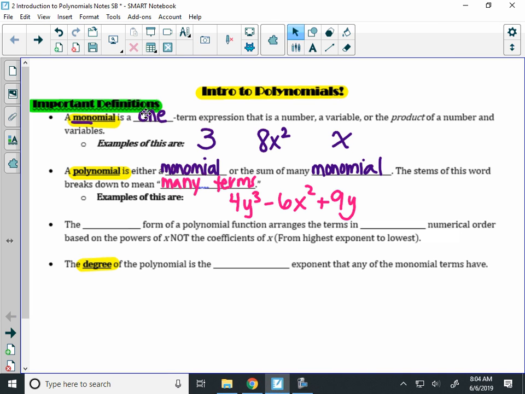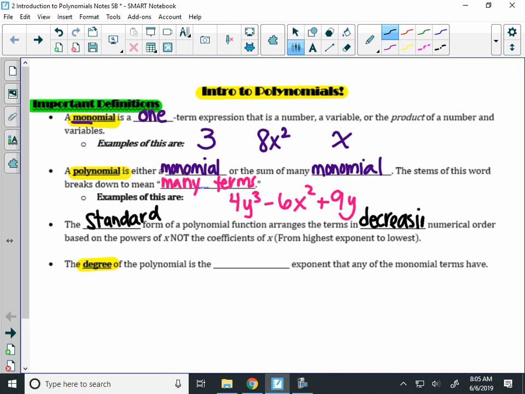Now, the standard form of a polynomial, we're going to work with everything in standard form. The standard form of a polynomial puts the terms in decreasing numerical order. That means the exponents go from highest to lowest. Finally, the degree of a polynomial is the highest or the largest exponent that it has. And we'll talk a little bit about that in just a second.